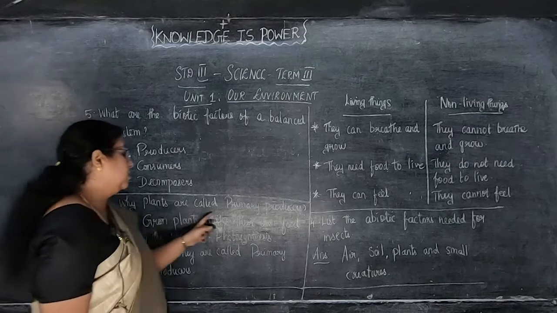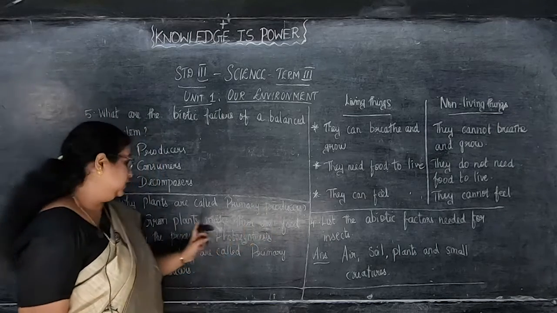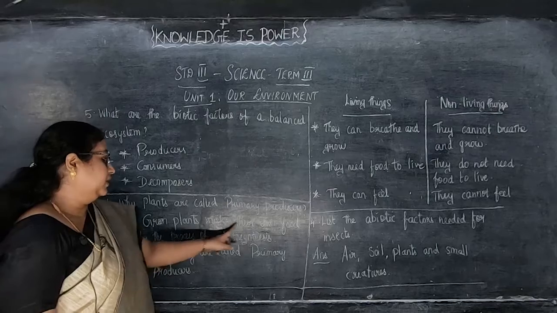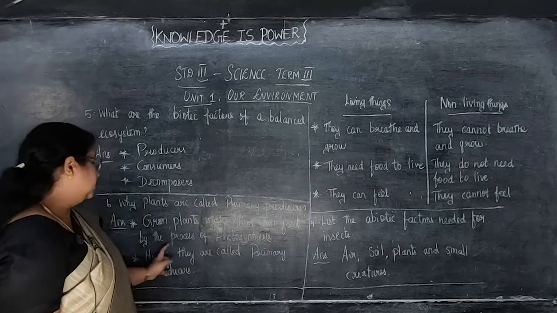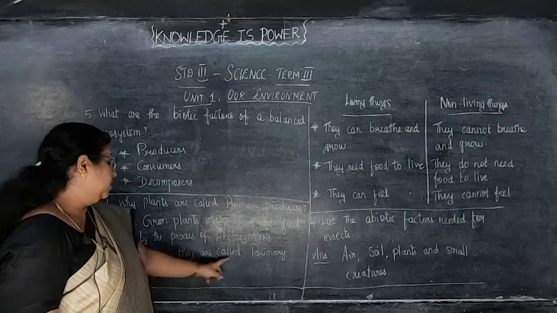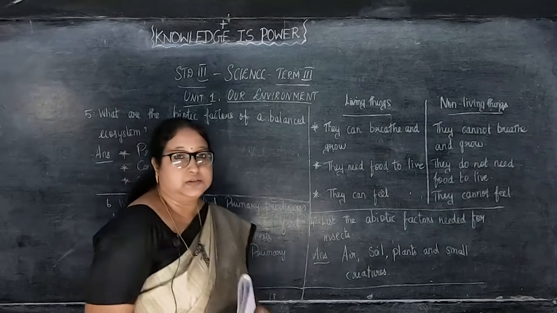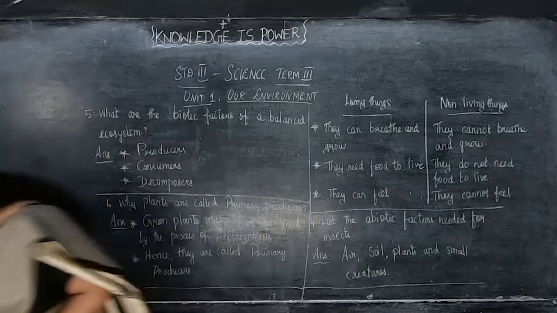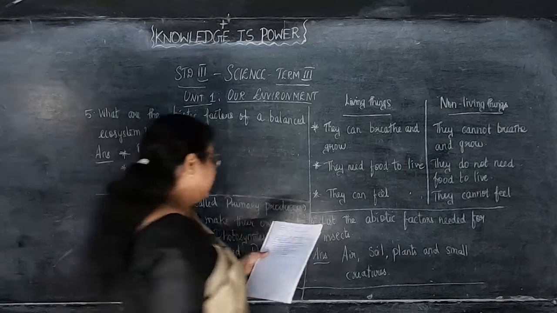Plants are called primary producers. Green plants make their own food by the process of photosynthesis. Hence they are called primary producers. Okay, children, you have finished. Now you'll see the last question.